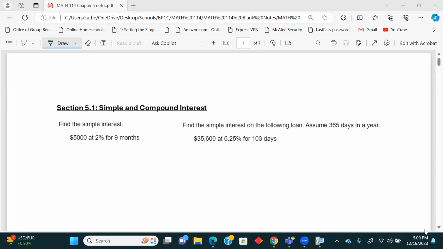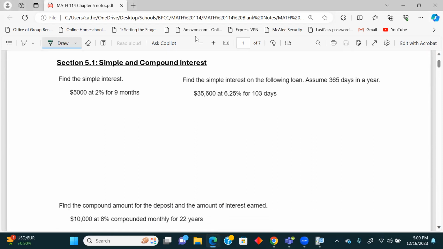This is section 5.1, simple and compound interest. I'm going to recommend that you print these blank notes ahead of time because I will be swapping between the note area and the calculator. So it'll be helpful to have a place to write stuff down. All right, so let's look at simple and compound interest.